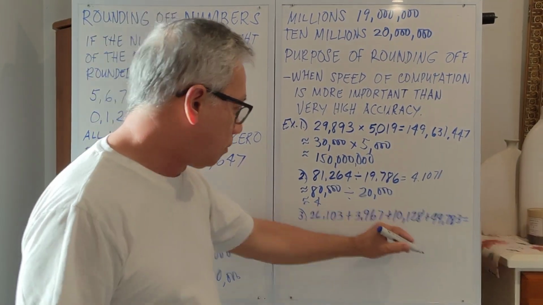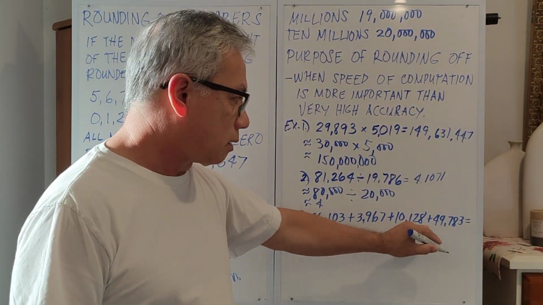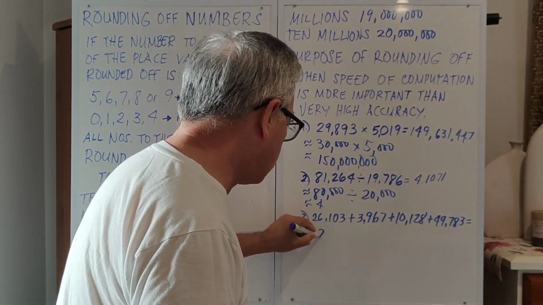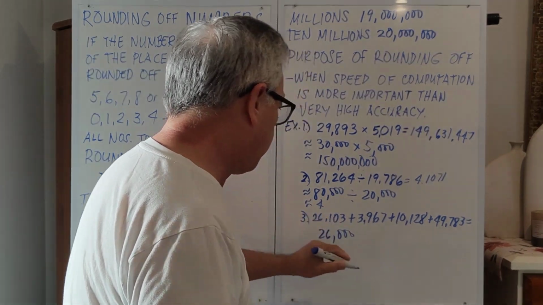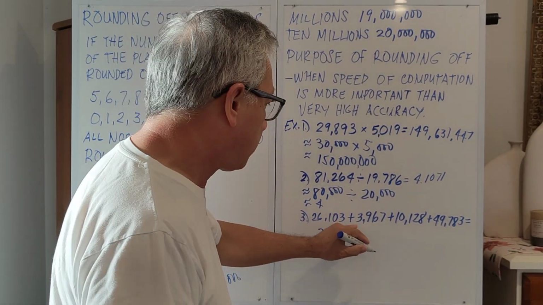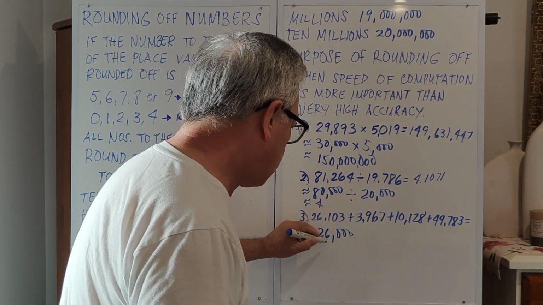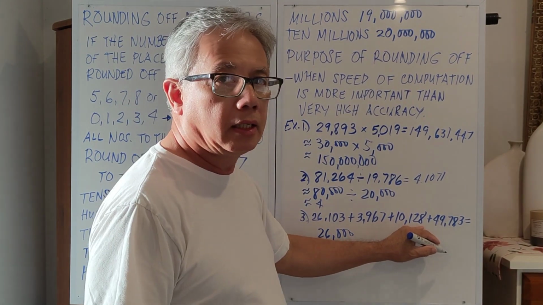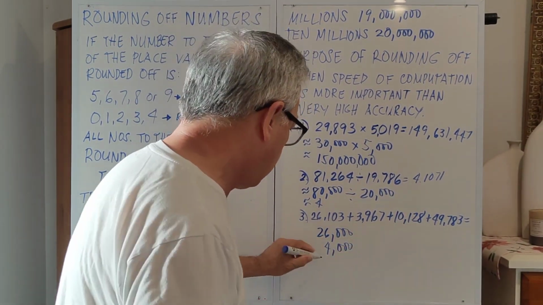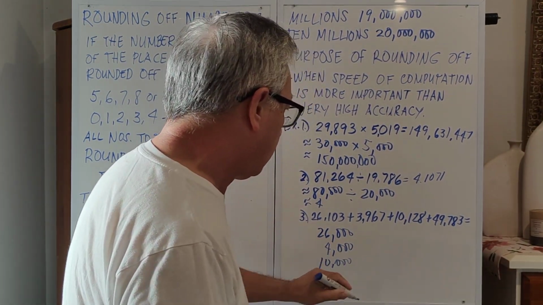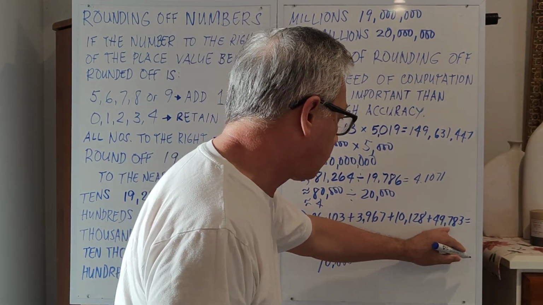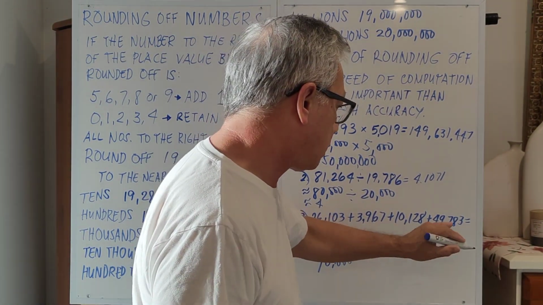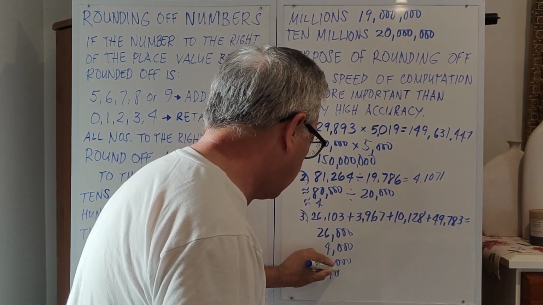If we want to add these numbers, we can just round it off to the nearest thousands. This one, 26,103 becomes 26,000. 3,967, to the nearest thousand becomes 4,000. And 10,128 rounded off to the nearest thousand will become 10,000. This one, 49,783, rounded off to the nearest thousand becomes 50,000.